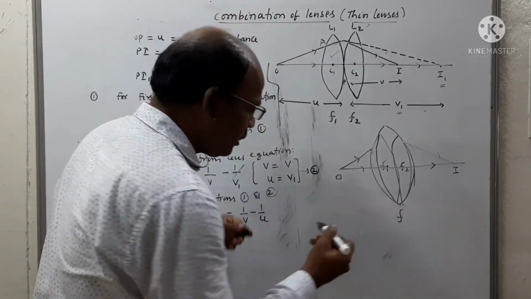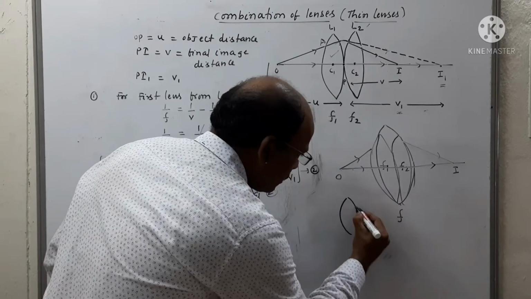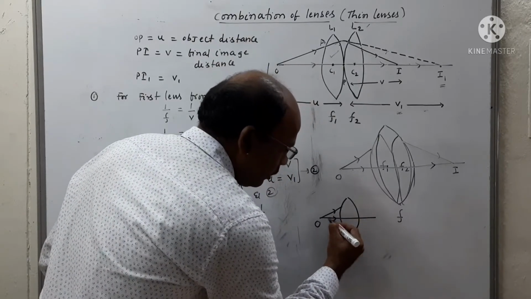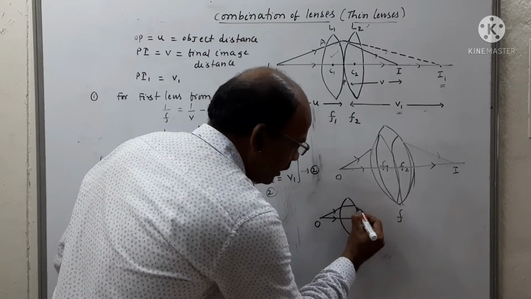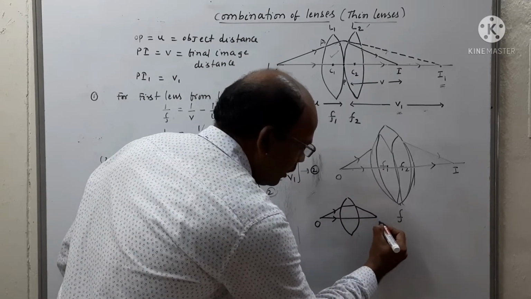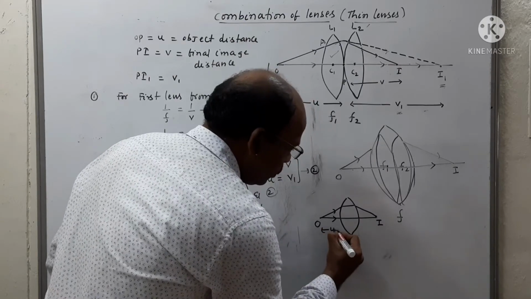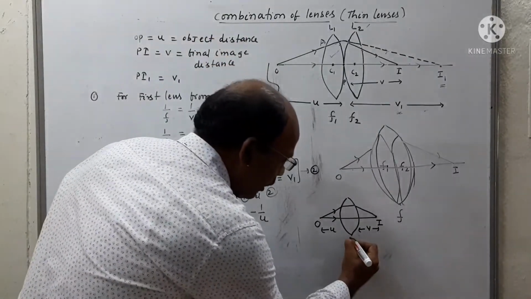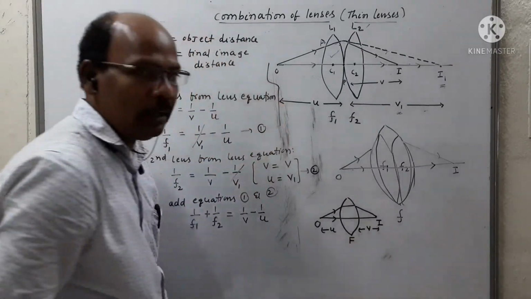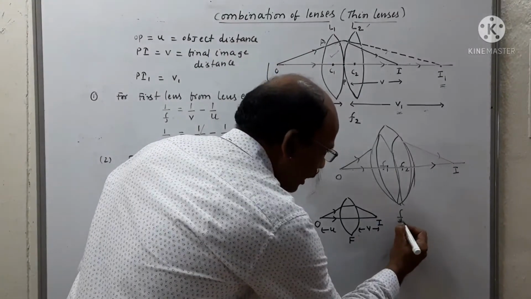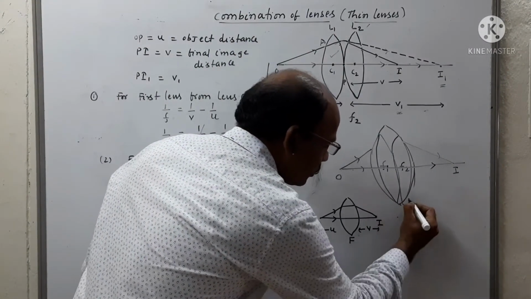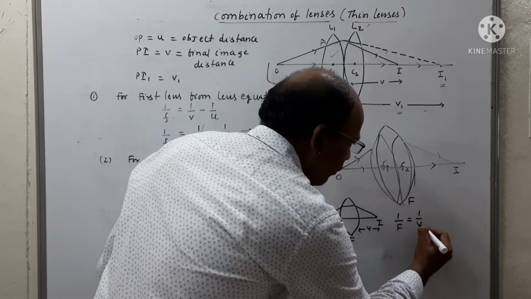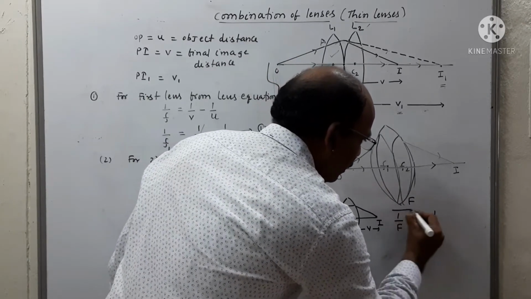So this can be taken as a single convex lens like this. This is the object, the normal incidence, and after refraction it forms an image at point I. This is U and this is V, and having the focal length, let us say capital F, then we can apply the lens equation for this. So 1 by F is equal to 1 by V minus 1 by U.